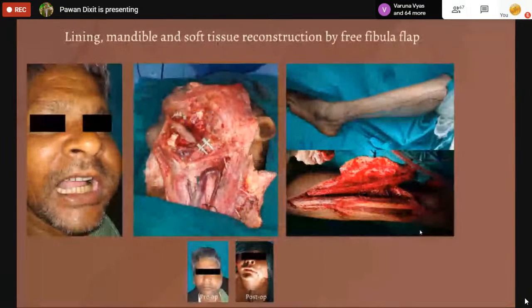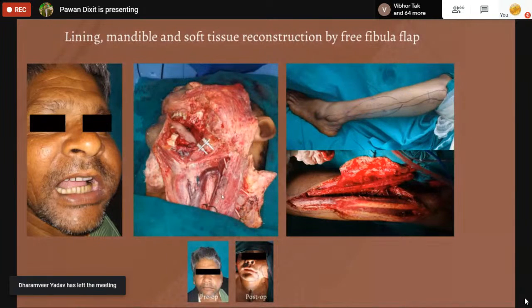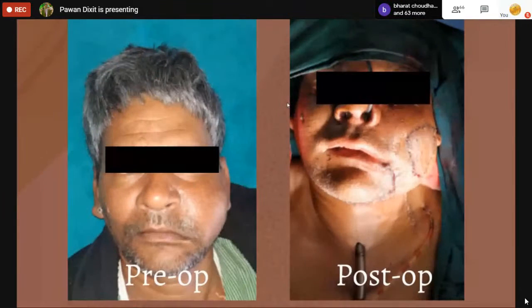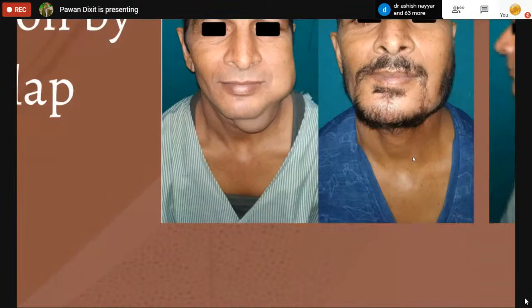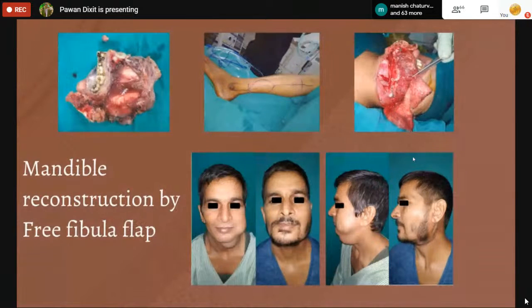Here are a few case examples. This is a patient with a malignancy which involved the inner lining, mandibular bone, and the outer skin. A fibula flap is raised and the defect is repaired. We can appreciate the contour of the mandible even after excision of this bony section, and the formation of this external skin island. Another patient in which mandible reconstruction was done by free fibula flap. Again, the restoration of aesthetic contour and the functional aspect is full in this patient.